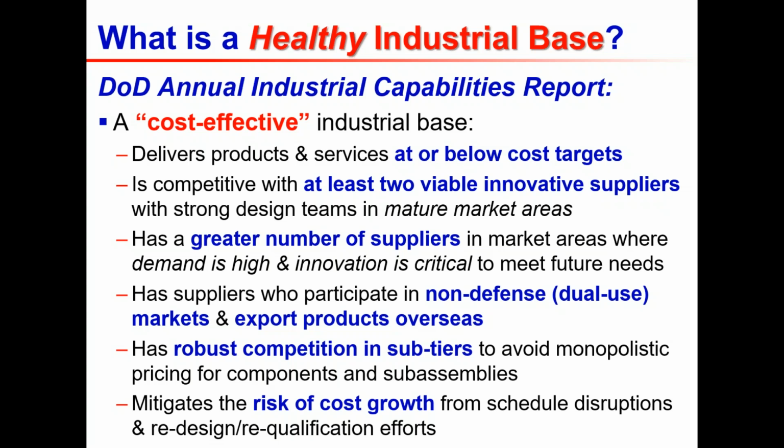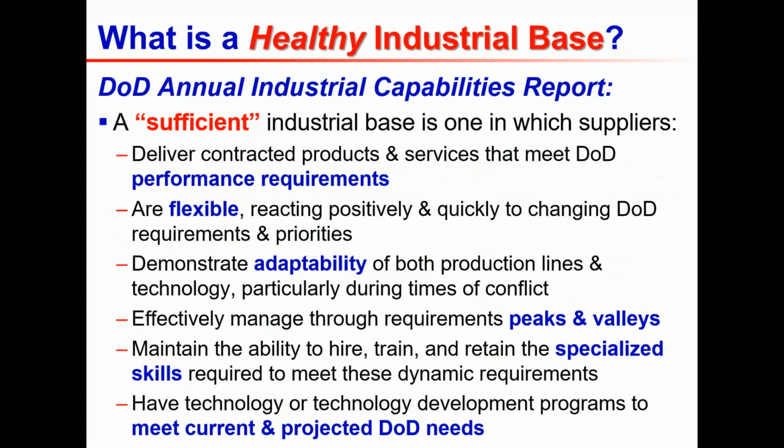That there's robust competition in sub-tiers, not just in the higher tiers, but at each sub-tier, that you don't have monopolies at any one of the tiers of your suppliers. At no point down that long chain do you actually have an individual monopoly supplier, which is causing a bottleneck and/or causing high prices. And then ultimately, with multiple competitors and multiple firms able to provide that capability, you mitigate the risk of cost growth due to schedule disruptions. You're not overly dependent upon, for example, one supplier at any one stage. And finally, sufficient. What does that mean to have a sufficient industrial base?